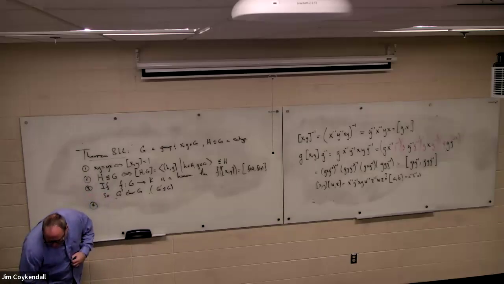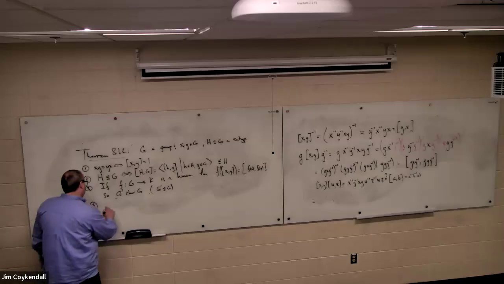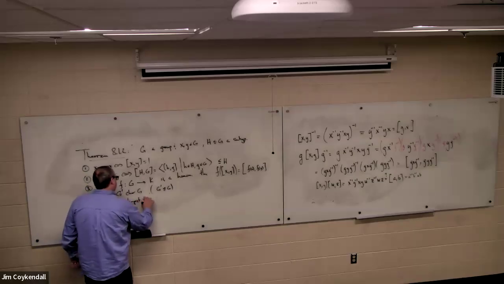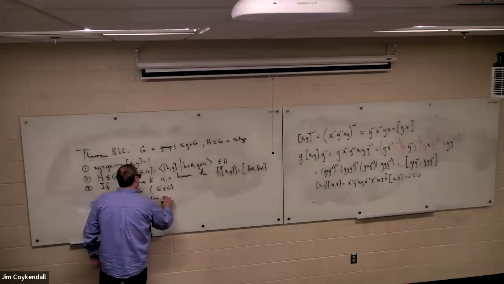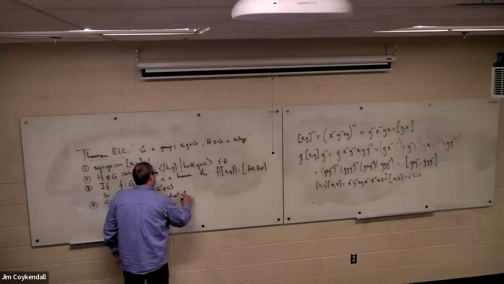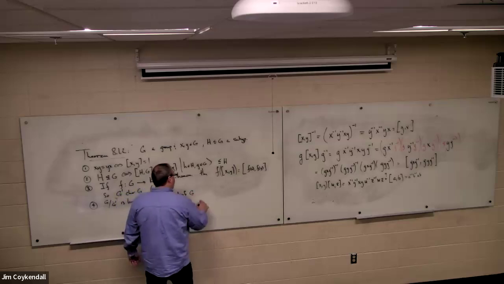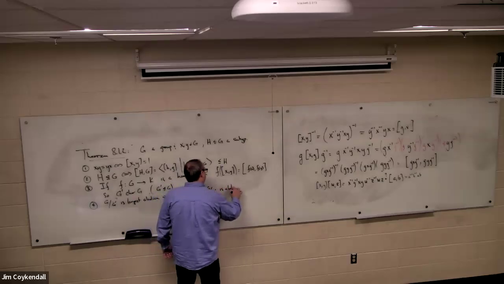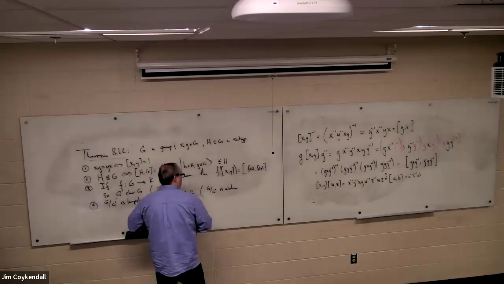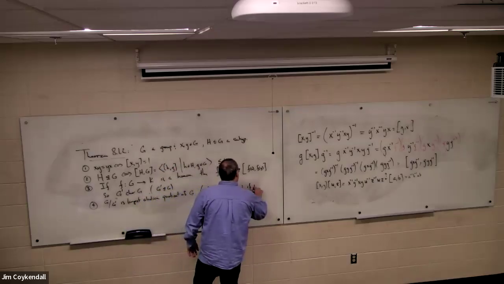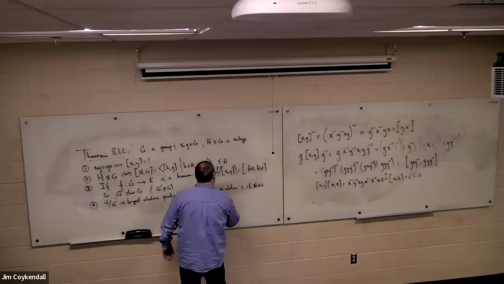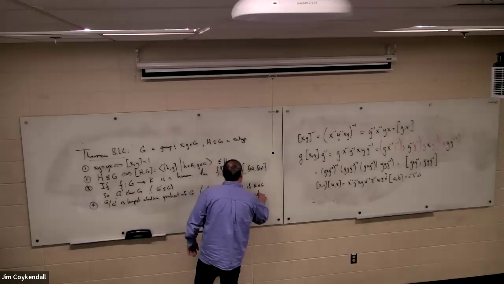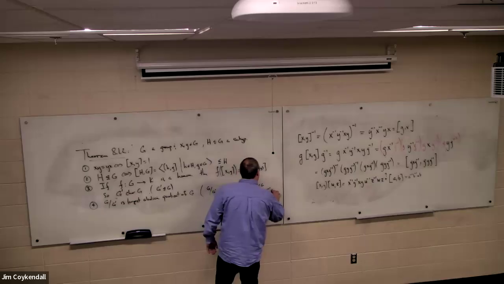So G mod G prime is the largest abelian quotient. And I will make that precise. That is, G mod G prime is abelian. Well, and if N is normal in G and G mod N is abelian, then G prime is contained in N.